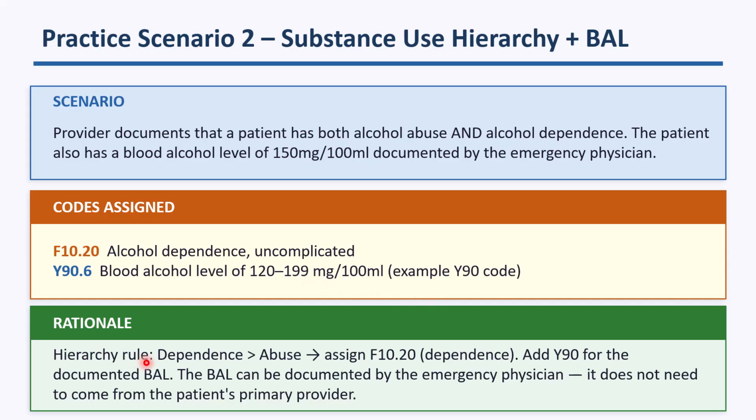So the hierarchy rule: dependence overrides abuse, so you assign F10.20 for dependence. And add a Y90 code for the documented blood alcohol level. The BAL can be documented by the emergency physician. It does not need to come from the patient's primary provider.